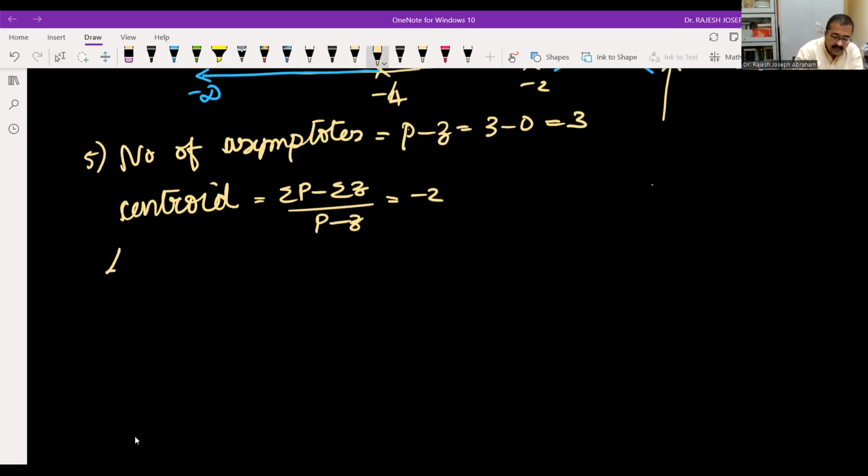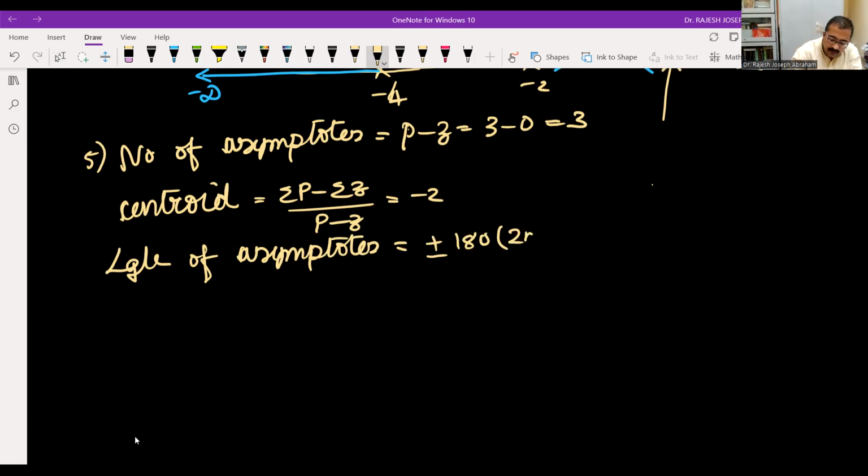Now, angle of asymptotes. How to find that? Plus or minus 180 into (2n plus 1) divided by p minus z, where n varies from 0, 1, 2, etc. We have 3 asymptotes here, so we need to find 3 asymptotic angles. First you put n equal to 0. What will you get? Plus or minus 180 by 3, because p minus z is 3 here. So you will get plus or minus 60 degrees. So 2 angles we got.